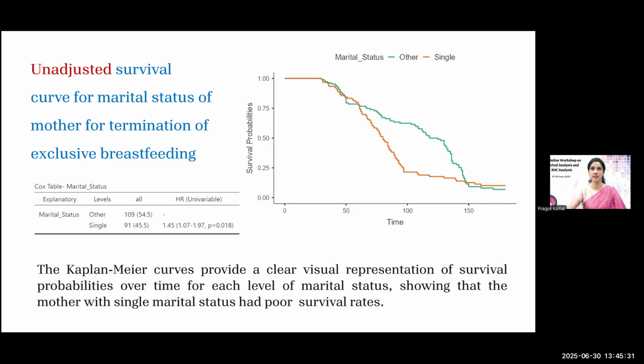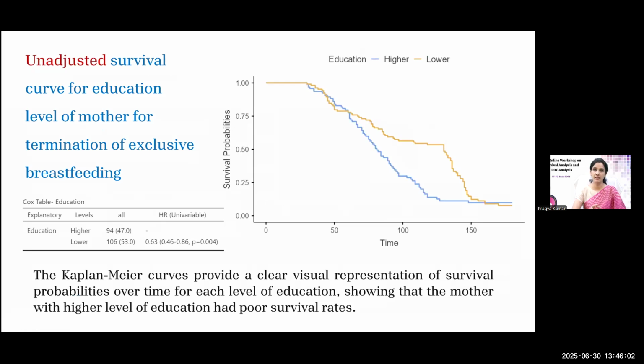So this is your unadjusted survival curve for marital status, and you can see here that the graph in green color has a better survival probability. The green one is others, meaning they are not single. Single means those mothers were single, and in that case they have a worse survival probability. This is again unadjusted.